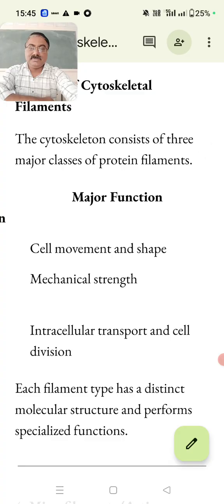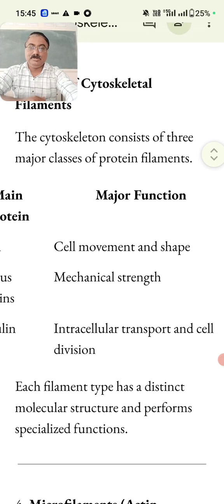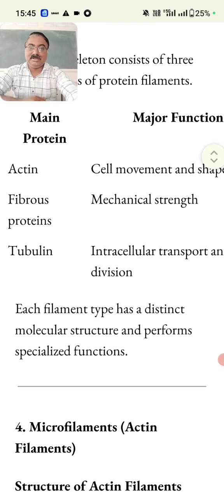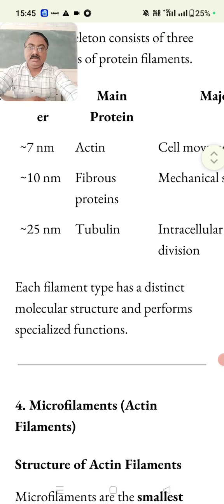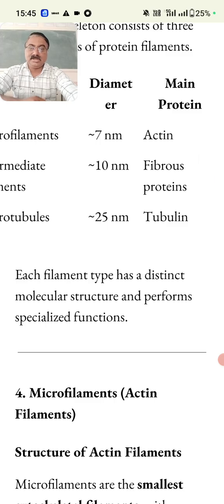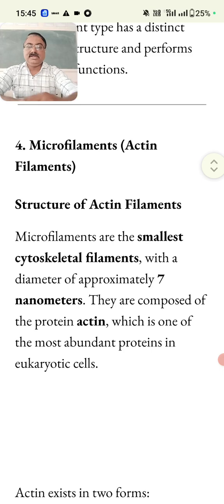Major functions of these filaments: microfilaments, cell movement and shape; intermediate filaments, mechanical strength; and microtubules, intracellular transport and cell division. The first one, cell movement and shape, is the main function of actin filaments. Each filament has a distinct molecular structure and performs specialized functions. Now we will see first details about microfilaments, which are made up of actin filaments.